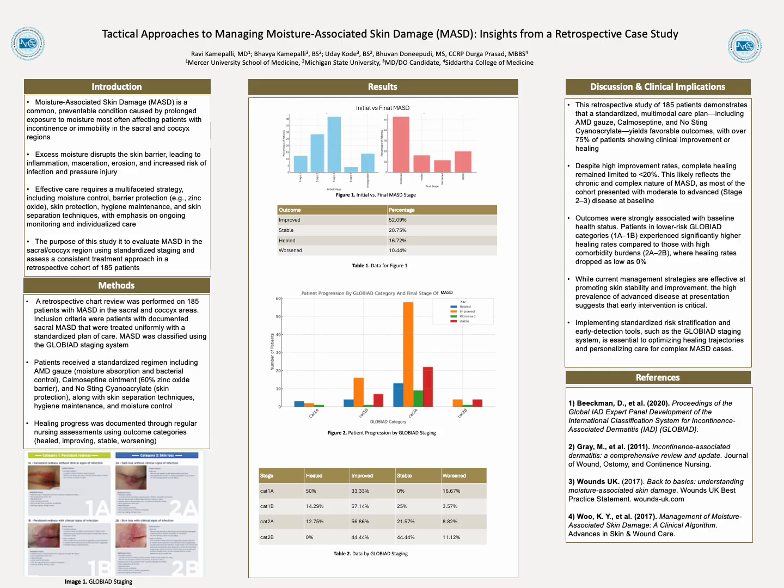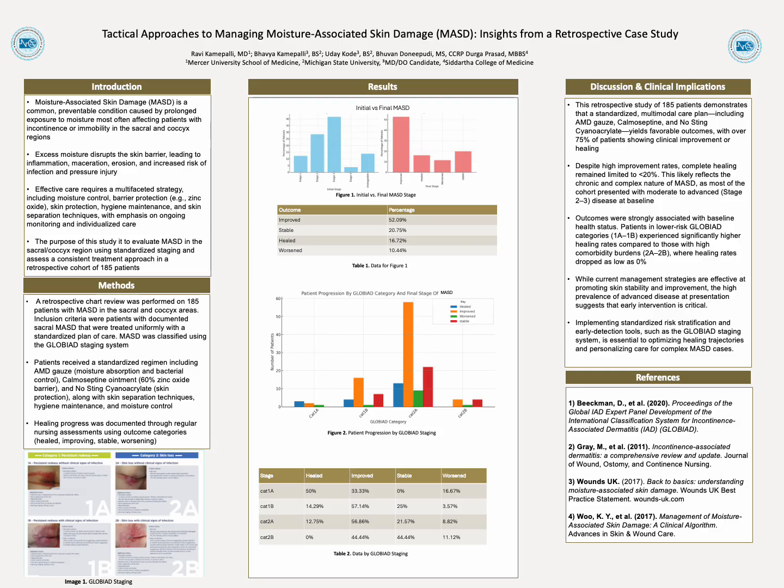For our methodology, we performed a retrospective chart review of 185 patients who met our inclusion criteria and were treated uniformly with a standardized plan of care. To ensure quality and consistency in assessment, we utilized the GLOBE-EAD, or Global IAD Expert Panel, staging system, which allowed us to categorize skin damage based on visual appearance and the presence of infection. As you can see at the bottom of the poster in the left corner, there is a picture of each of the 4 stages that we used to classify our MASD.